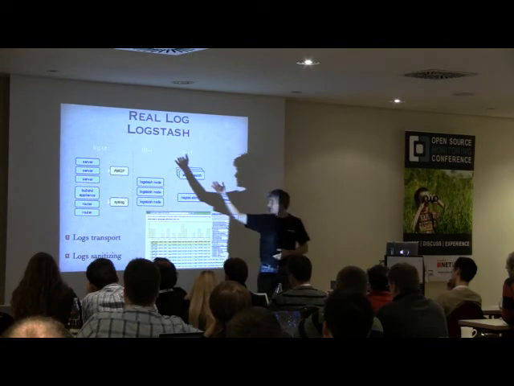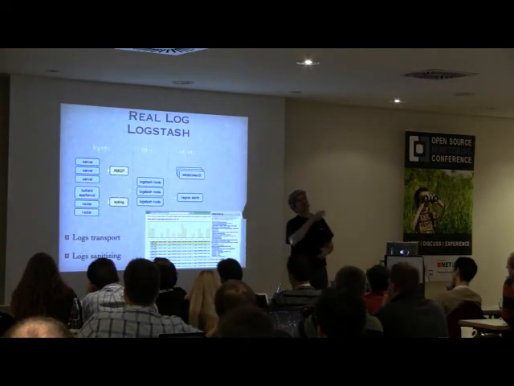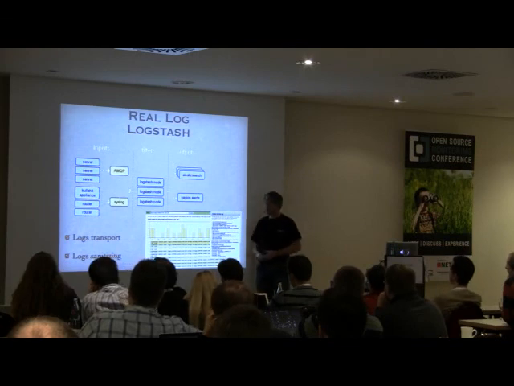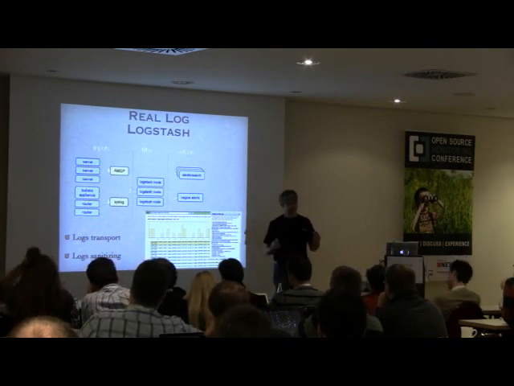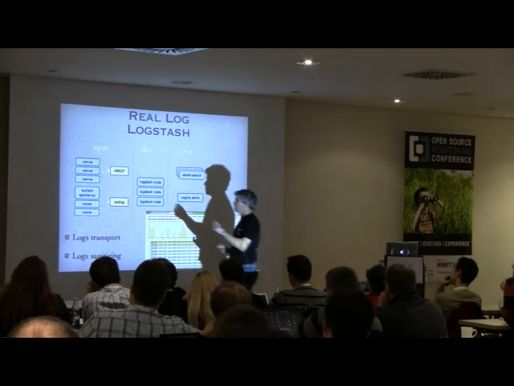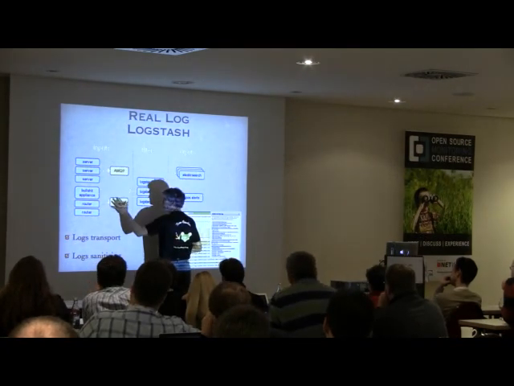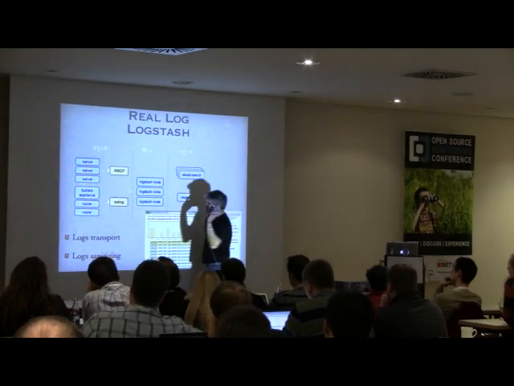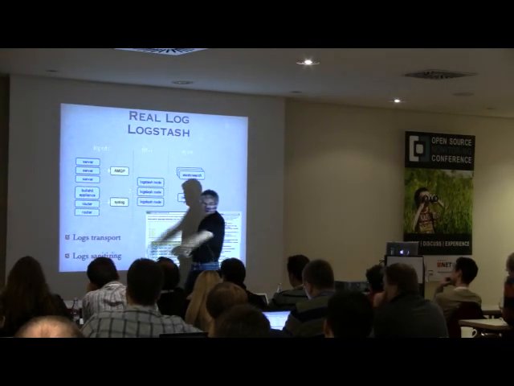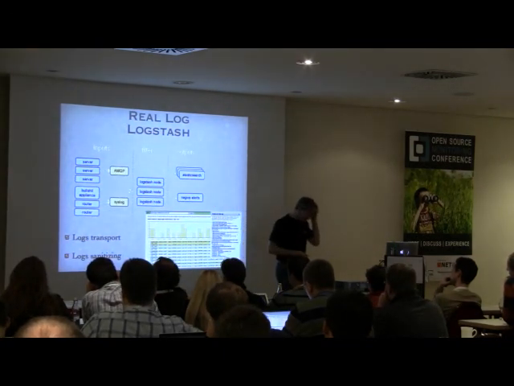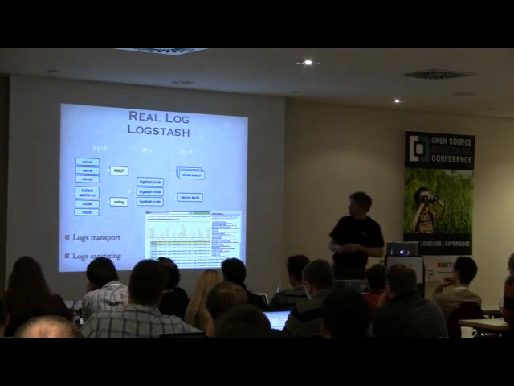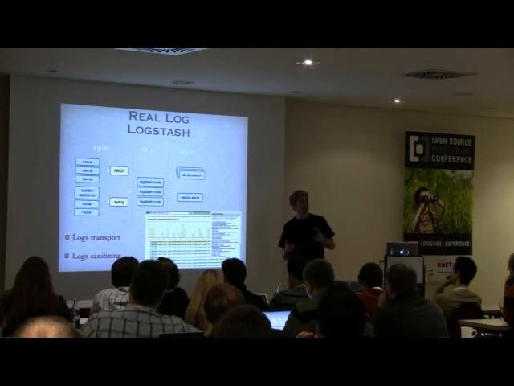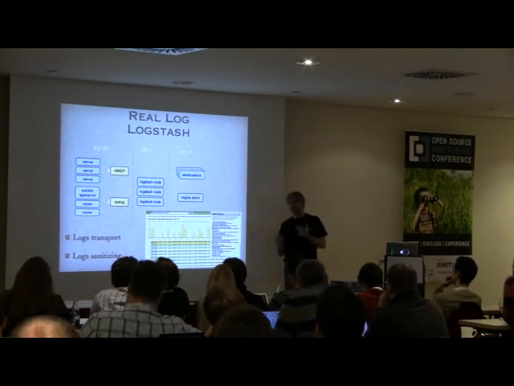AMQP is a standard for Advanced Message Queuing Protocol. It's really interesting because you have a new transport that complements the syslog transport. You send your log to a Logstash node. You can have as many as you need. In the Logstash node, you will do data manipulation, date formatting, for example.